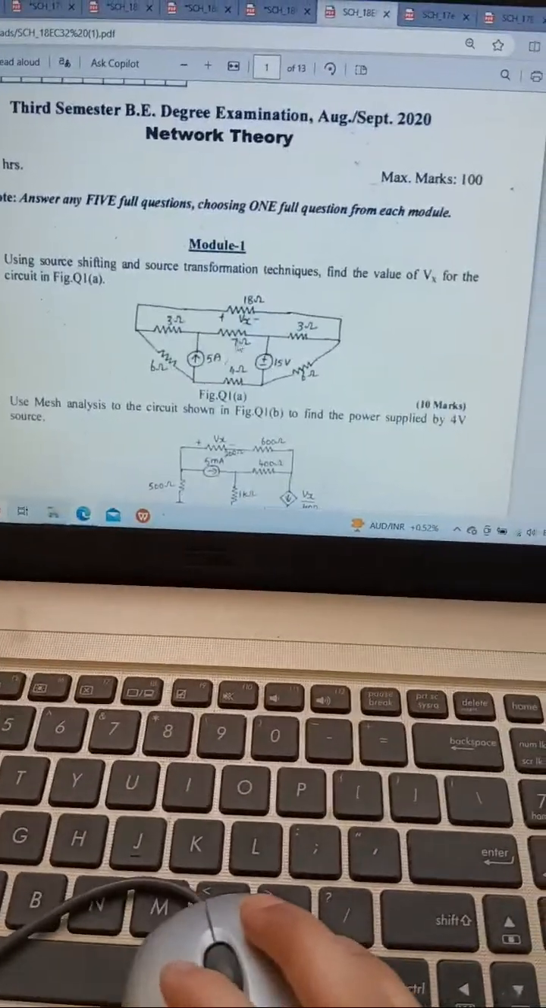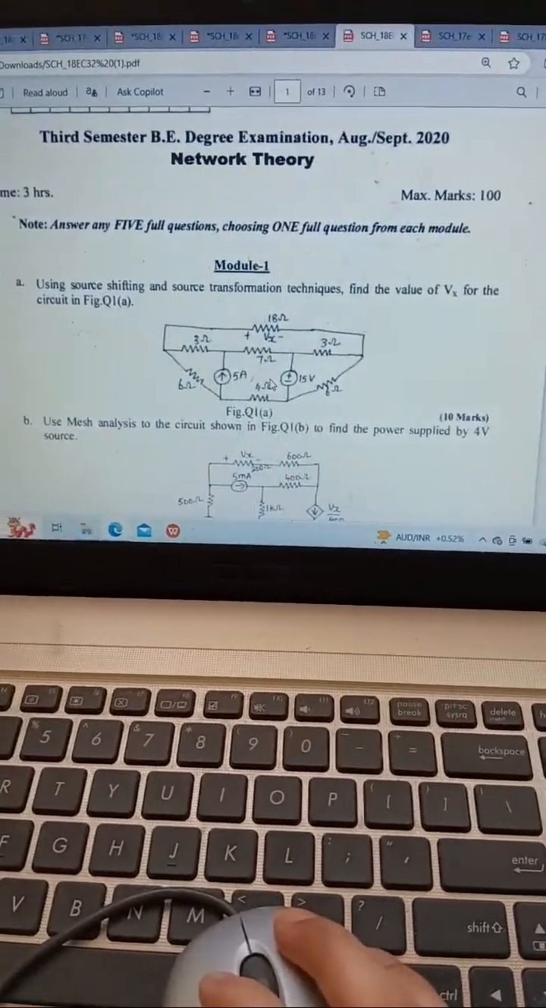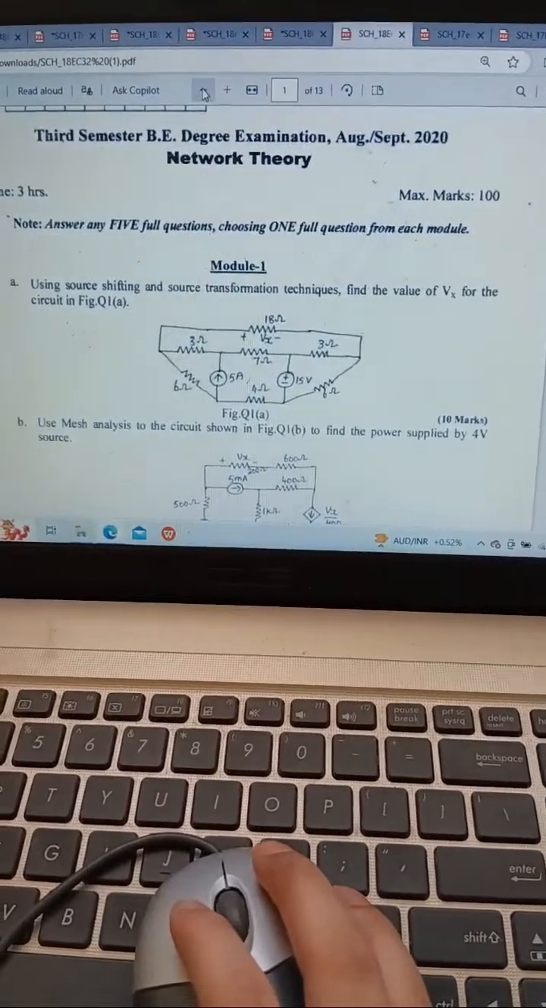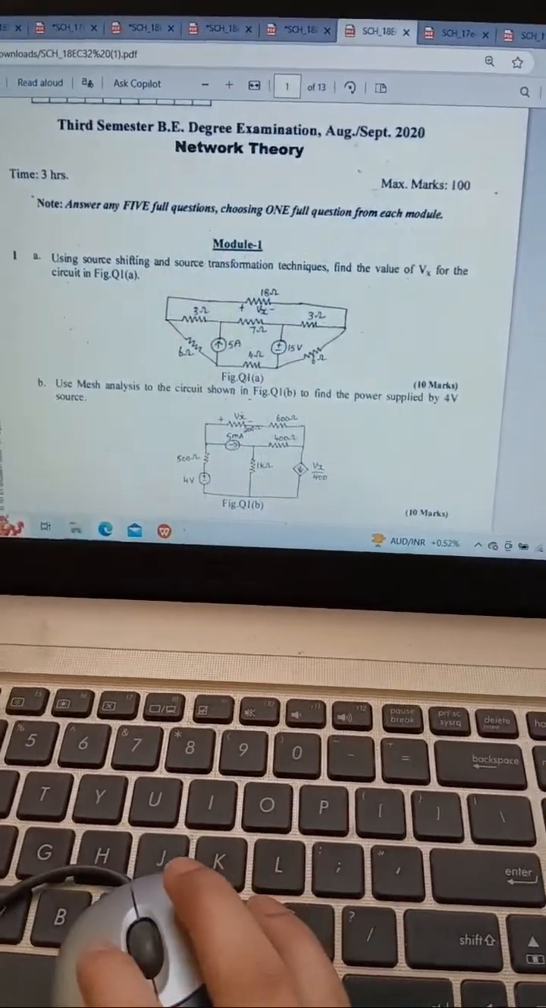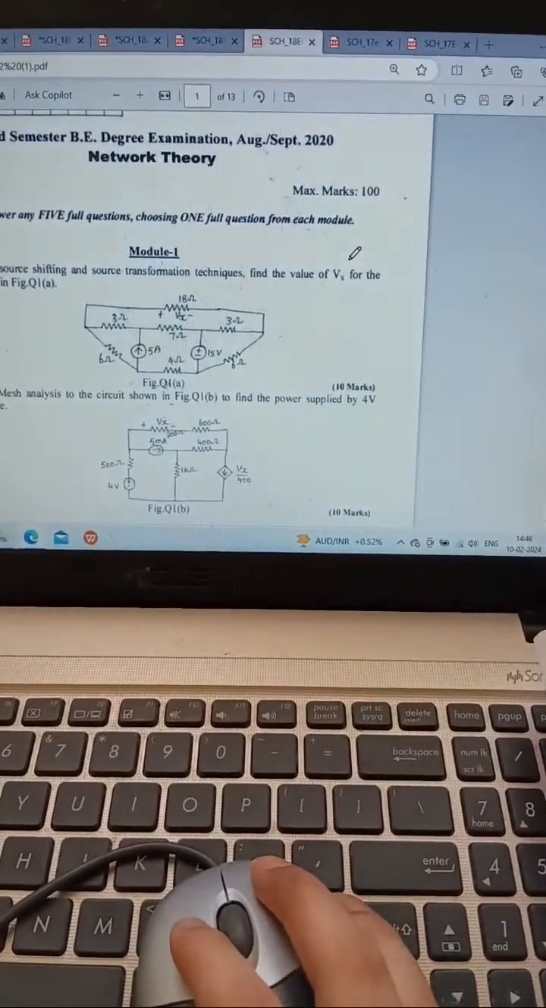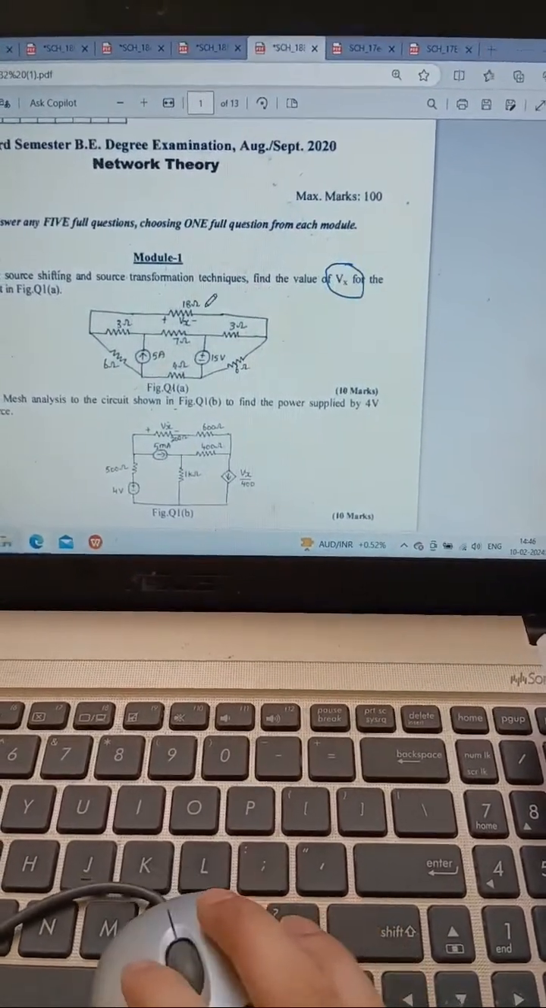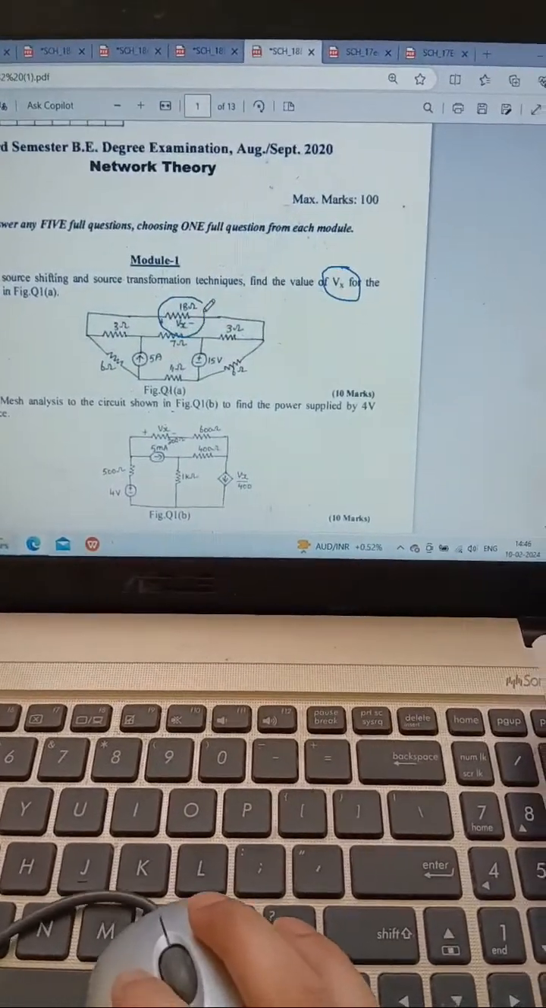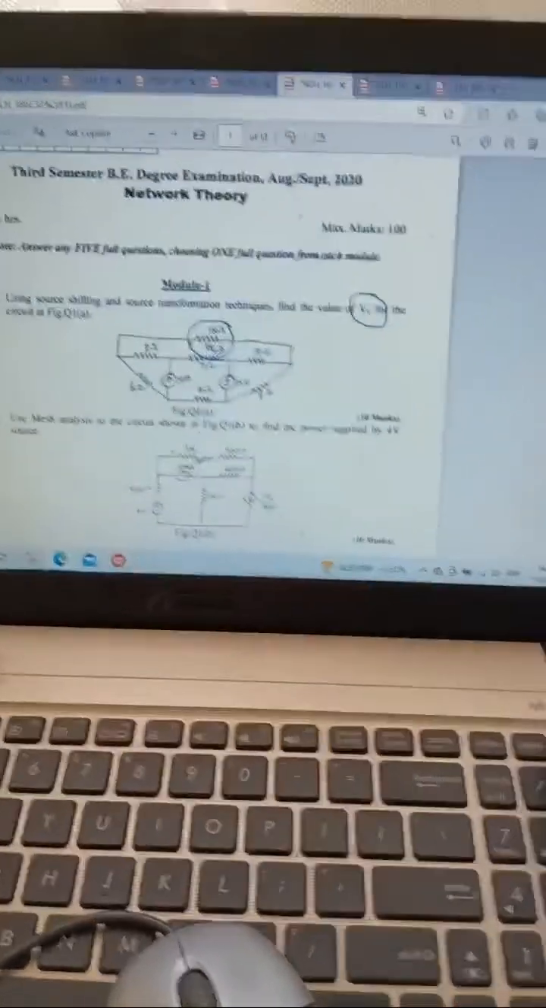This problem also I have done, students. I'll share the problem video in the description link. This is also done. So find the value of Vx. I have done it in detail, so I'll just share this video link. Please make sure that you follow it.